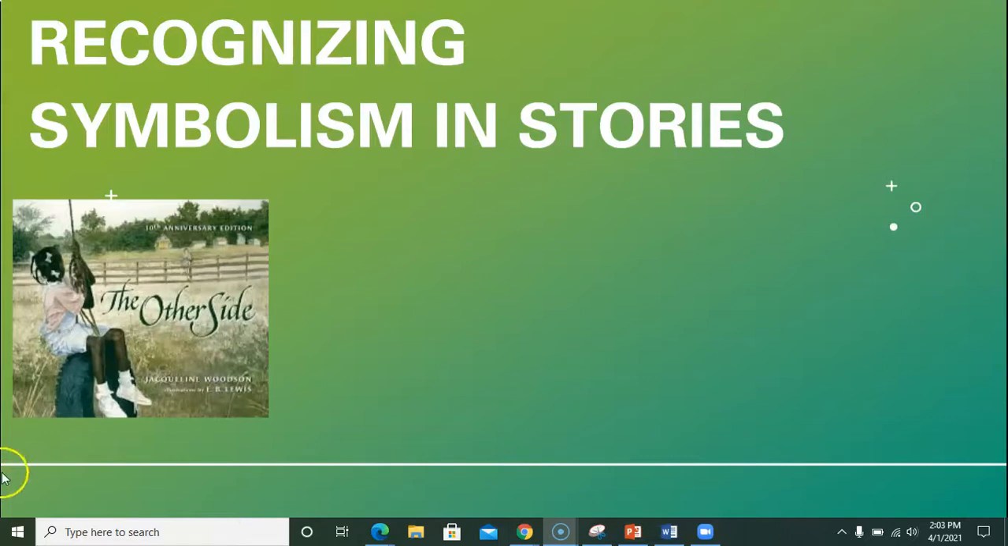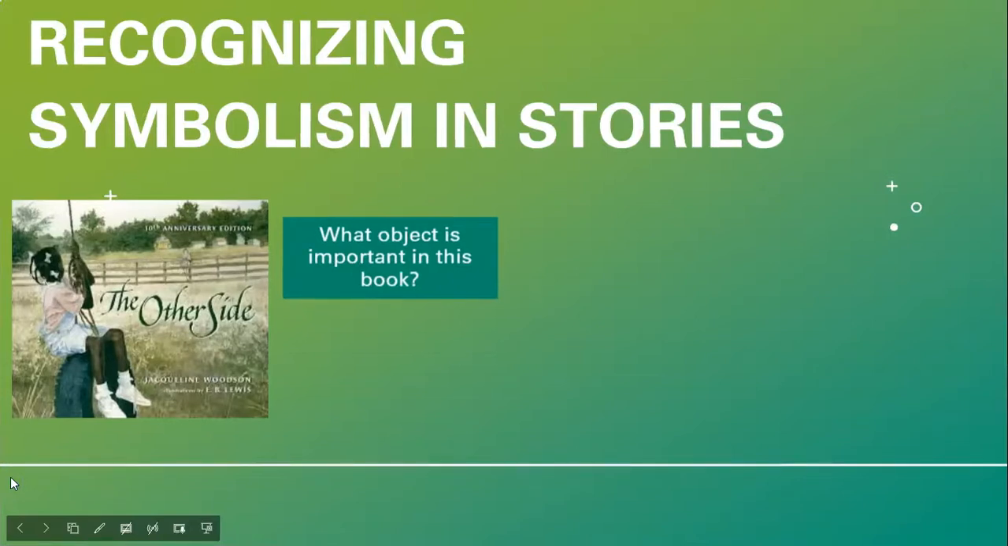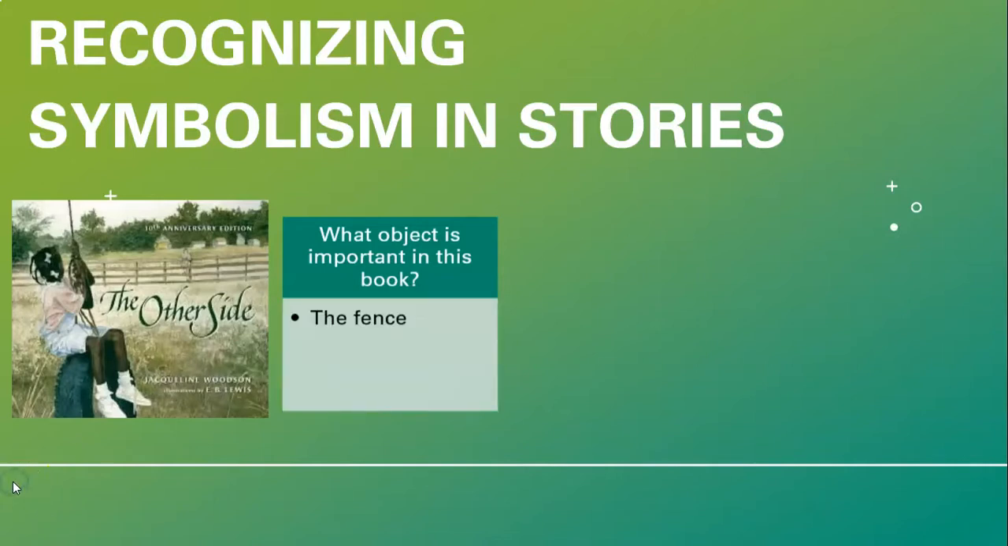So the question becomes, when we are learning to recognize symbols, what object is important in this book? Is it the tire swing? Is it the jump rope? Is it the fence itself? Well, boom, it's the fence.